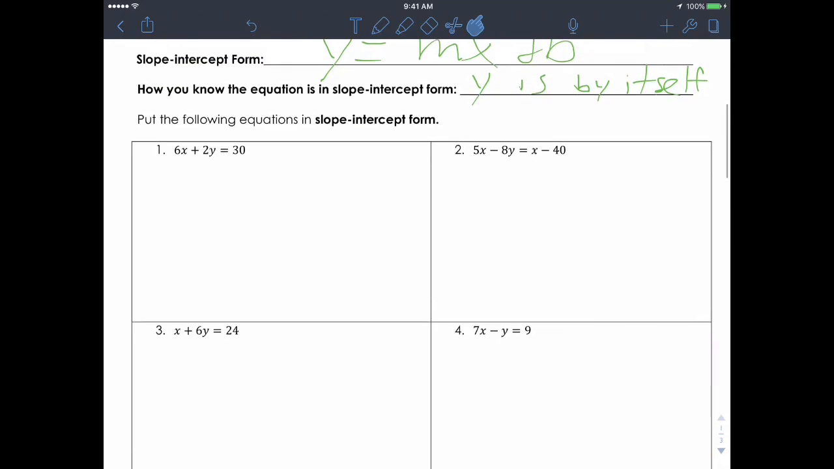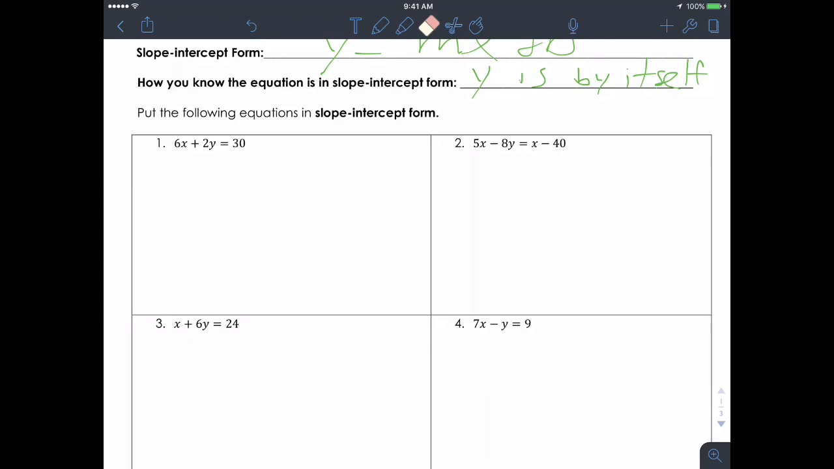Down here, it asks us to write the following in slope-intercept form. Because you know that it needs to have y by itself, we need to go ahead and solve each of these equations for y. So let's do the first one together. To get y by itself, you first have to subtract 6x, because 6x is furthest away from the y. This cancels out over here. Now you're left with 2y on the left side, and this is going to be equal to, over here these don't go together because they're not like terms, negative 6x plus 30.